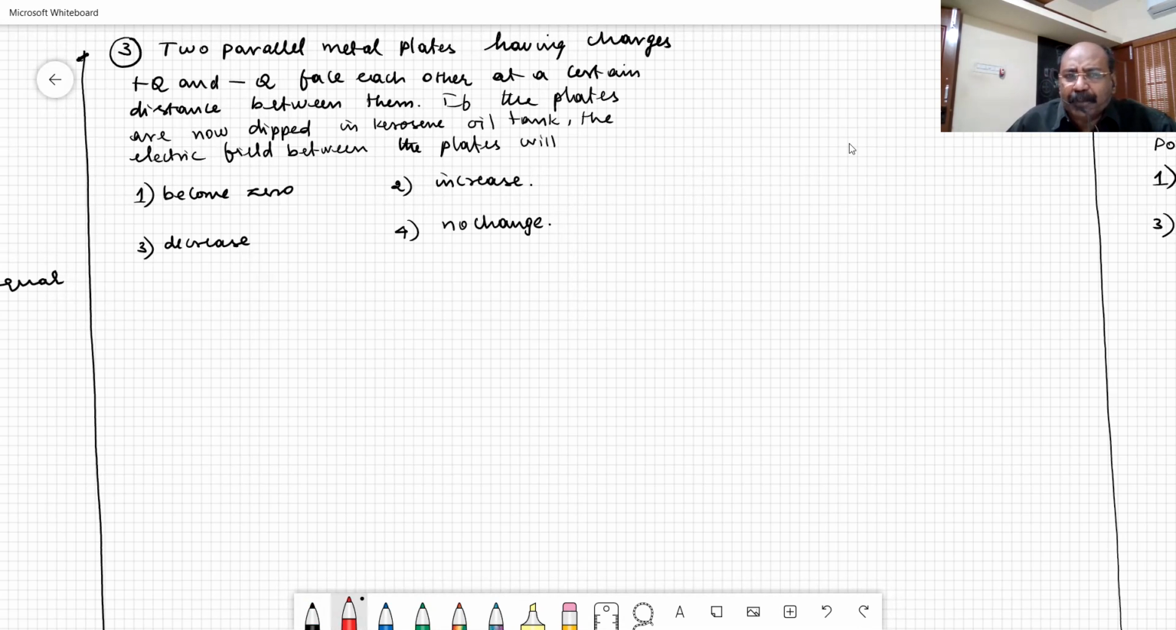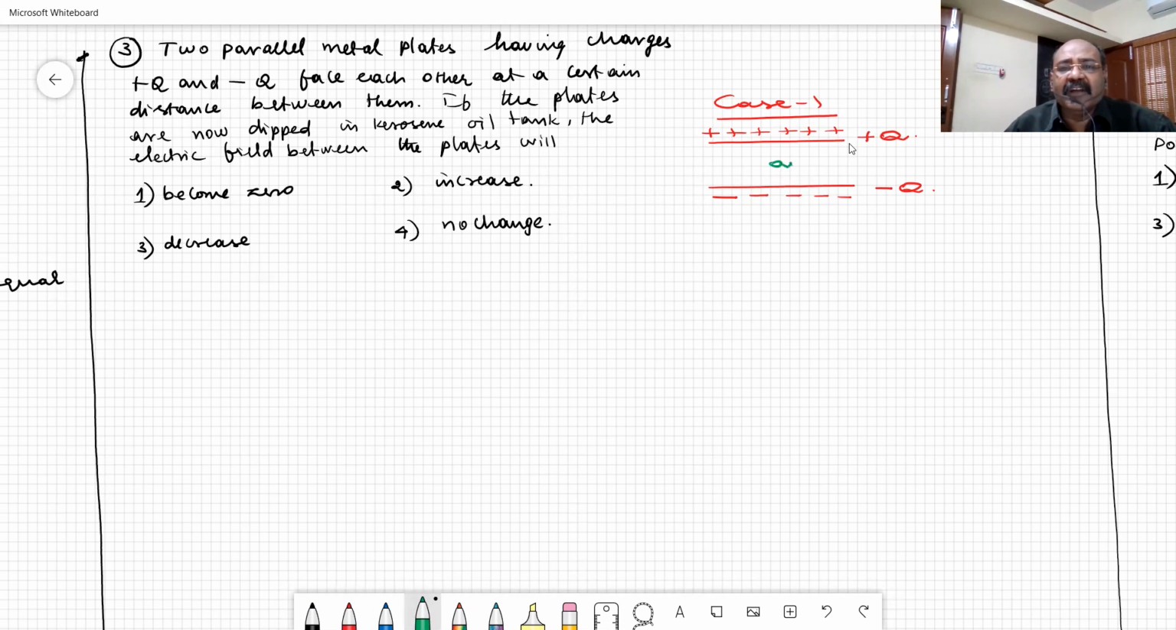You see, two parallel metal plates. Let us take case 1. In case 1, let us consider two parallel metal plates having the charges: at the top plate you have the positive charges and the total charge available is plus Q. The bottom plate has a total charge of minus Q. Initially, in between the two plates, you have an air medium.